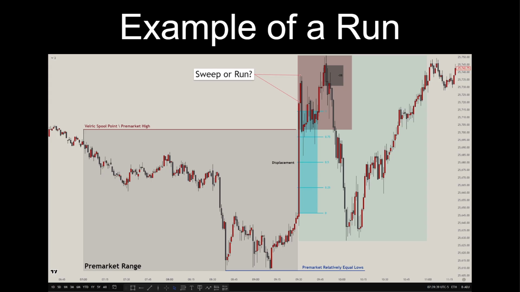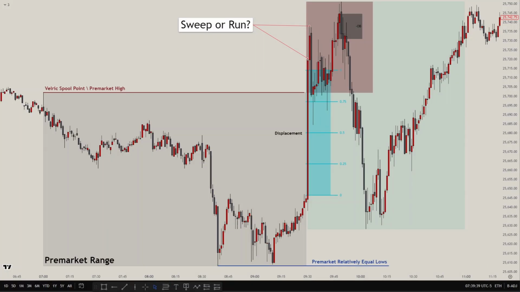So this is an example of a run. This is the exact same chart from earlier, but in an open high low close candlestick format. So this is a liquidity run. You can see the pre-market range. We have pre-market relatively equal lows. At 9:30, what happens? It displaces all the way back up through the VSP and the pre-market high. Once it takes out this high, how does it perform? Like, how does it behave? I've taught this in the Silver Bullet Mentorship. You have to interpret the liquidity event.